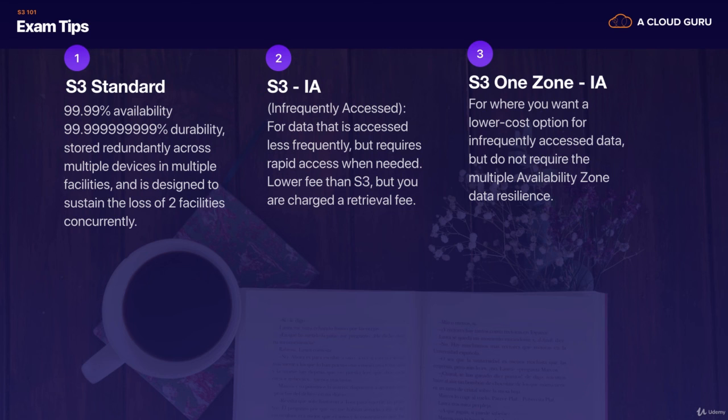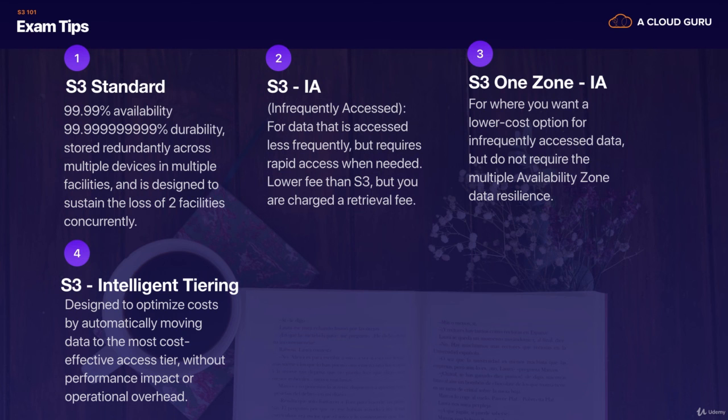We then have S3 One Zone IA, or One Zone Infrequent Access. This is where you want a lower cost option for your infrequently accessed data, but you don't require multiple availability zones. And just so you guys know, this used to be called RRS, or Reduced Redundancy Storage. That terminology is being phased out now. But if you do see RRS in your exam, just think of it as S3 One Zone IA. I literally just did the exam yesterday and it was still on there, which I thought was a bit surprising. We then have S3 Intelligent-Tiering, and this is basically using machine learning, and it will move objects around the different tiers of S3 to maximize your cost savings.